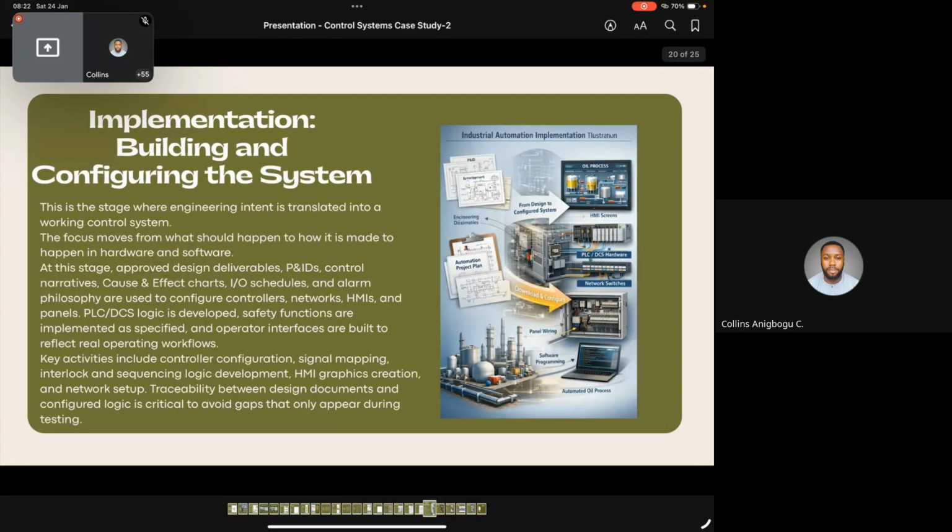So implementation, once you have done your detailed design and you've done everything right, then you move into the implementation stage. That is where you do your building and configuring the system, or we call it construction, right? In the implementation stage, there are basic processes underneath. Of course, before you implement, you have to do your procurement. So your procurement professionals will be involved.